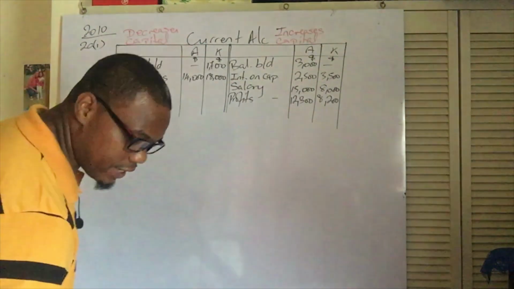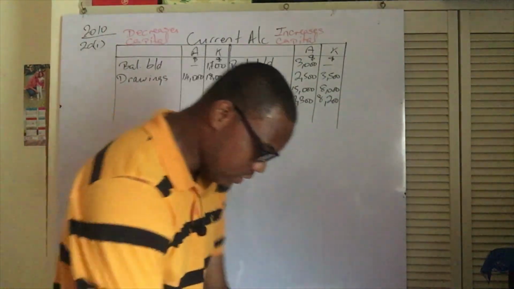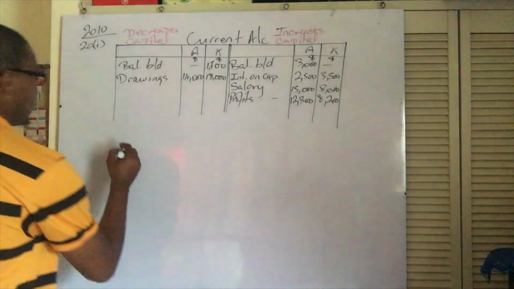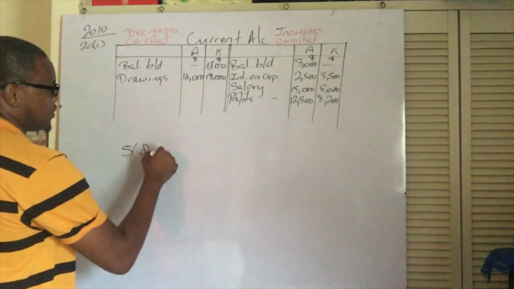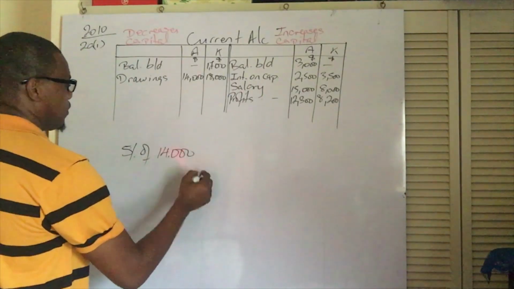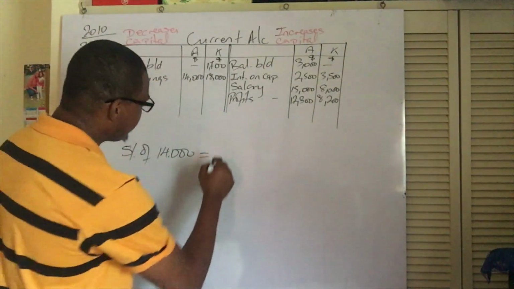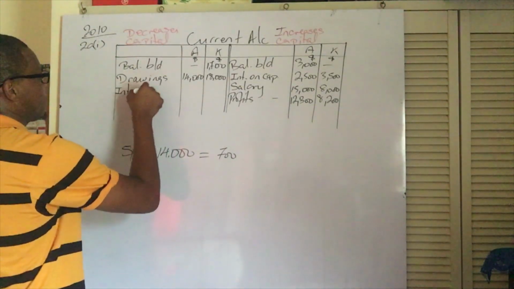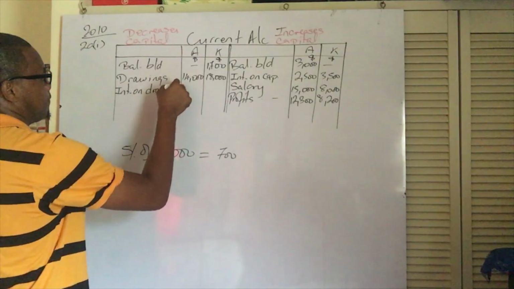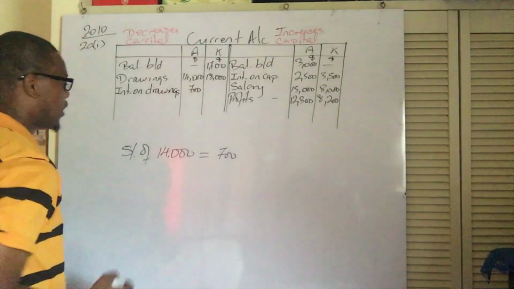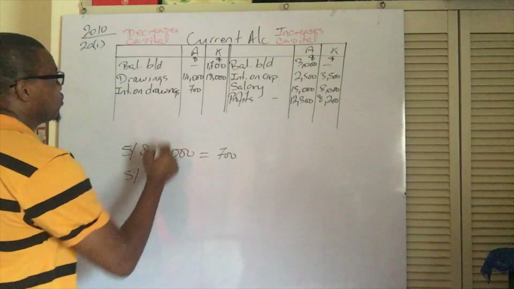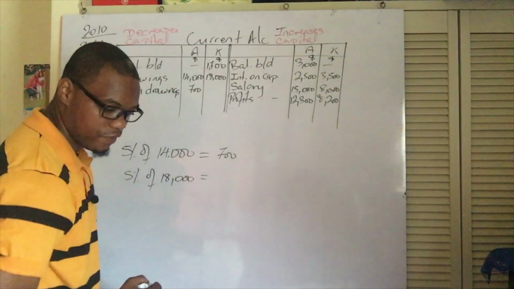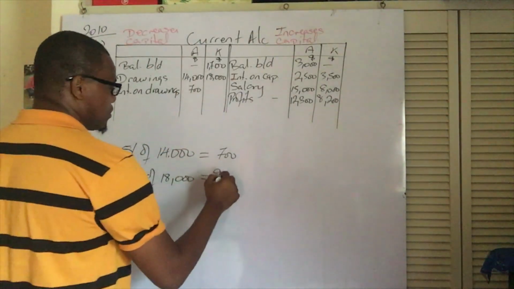Alright, so they said we should calculate the interest on drawings. Now look at it. They said that interest is charged at 5% per annum. So 5% of 14,000 is what? 700. So for Angel, interest on drawings is 700. For Carissa, it is 5% of what our drawings figure is, which is 18,000. So 5% of 18,000 would work out to be $900.